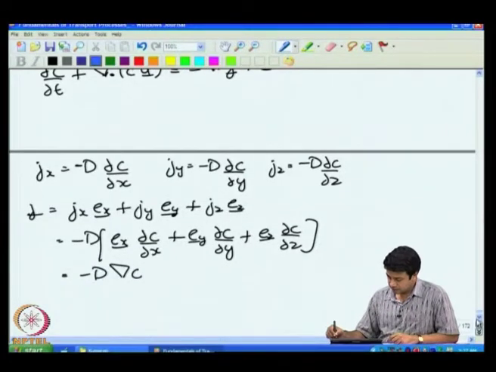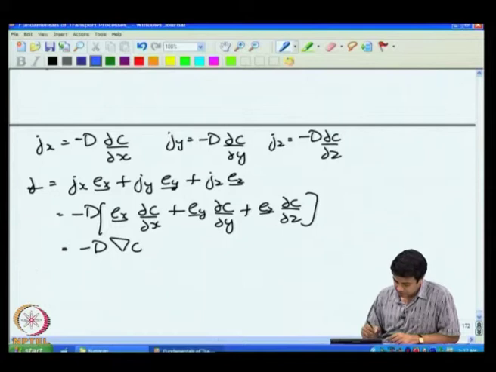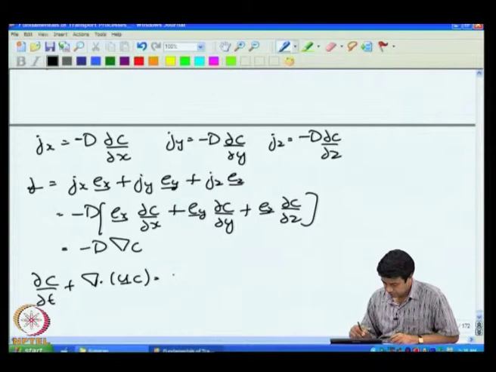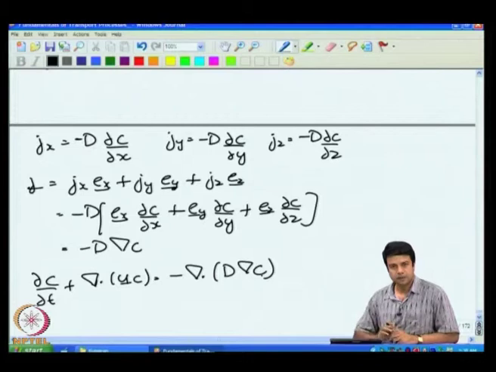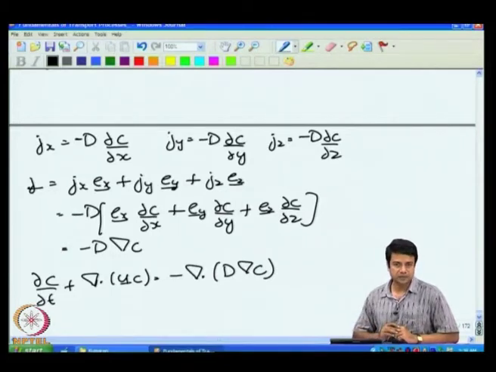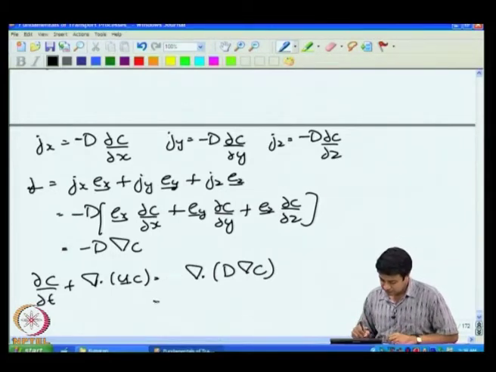Therefore, if we put this into the mass conservation equation, we get dc by dt plus del dot uc is equal to minus del dot D grad c. And if the diffusion coefficient is independent of position, I can take that out of the differentiation because the gradient consists of derivatives due to x, y and z. So, if I take that out, I will get minus D del square c.